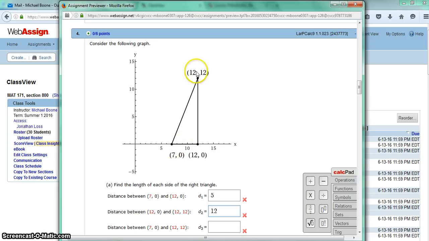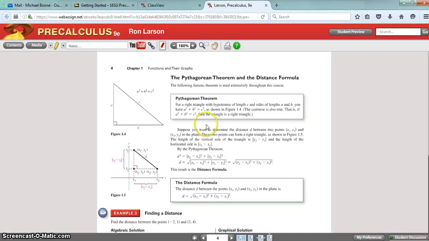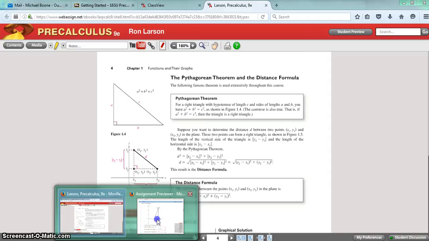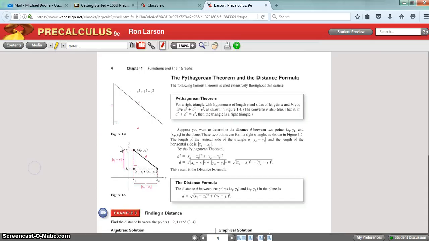To find the distance between these two, this is where we would use the Pythagorean theorem. And again, the Pythagorean theorem is something you've probably studied in other courses. It's just a squared plus b squared equals c squared. And then here's the distance formula between any 2 points based off of the Pythagorean theorem. So when we look at this problem, we're just going to have to use the formula that's on page 4.